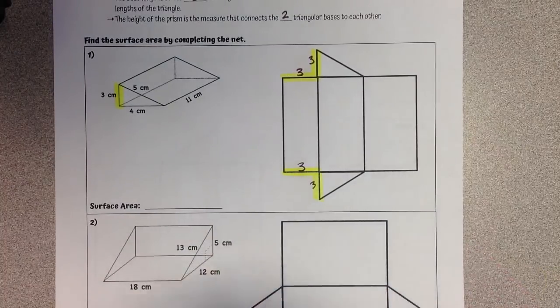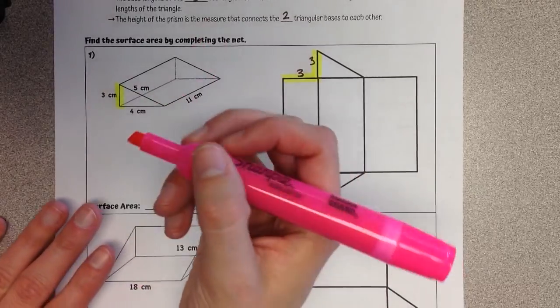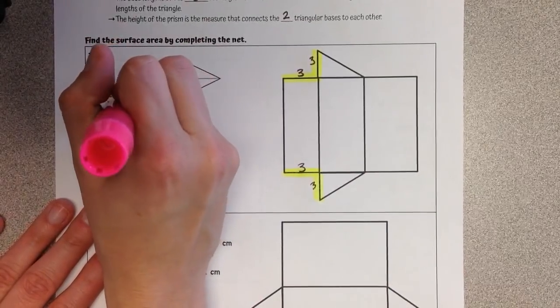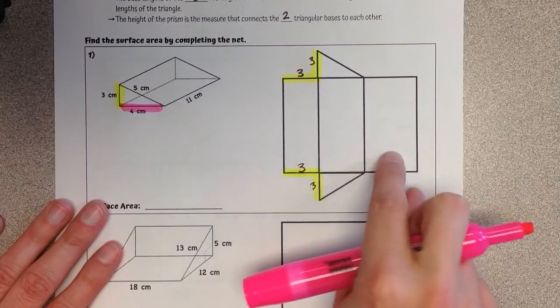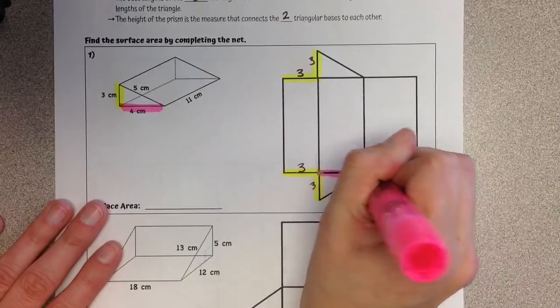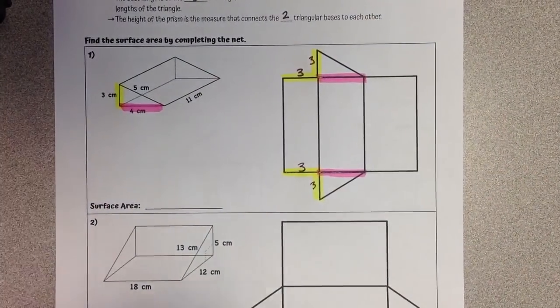Next thing I'm going to do is take my pink highlighter. I'm going to highlight the medium side of the triangle. So we've got 4 and 5. So I'm highlighting that length there, finding my medium rectangle here, highlighting the base of it. If the bottom is 4, then the top is 4 as well.